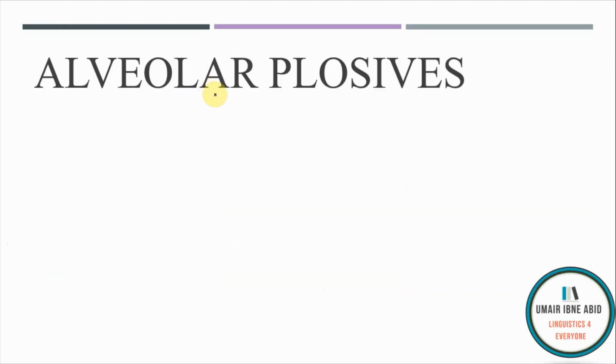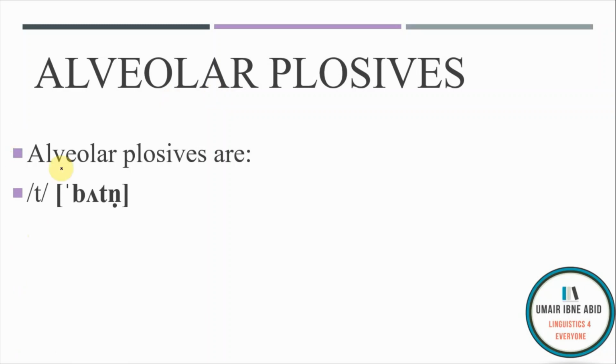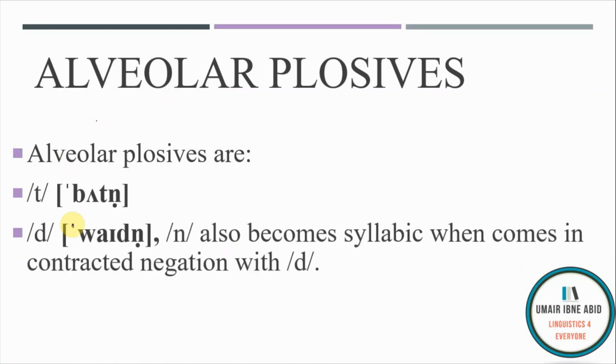So first of all, look at alveolar plosives. There are many plosives, but alveolar plosives are only two, that is t and d. You can see in t and d we don't have a schwa between t and n, because here N is syllabic. And what do we mean by syllabic consonant?